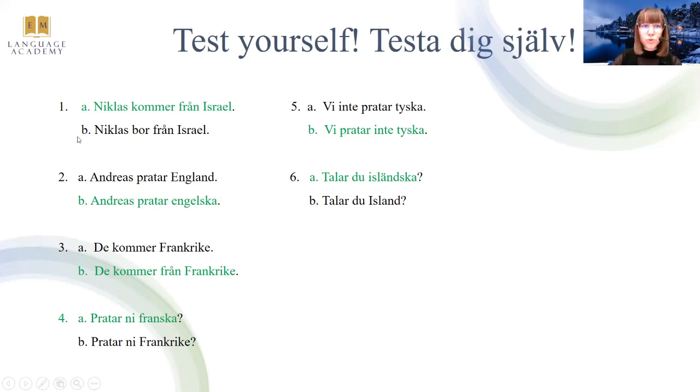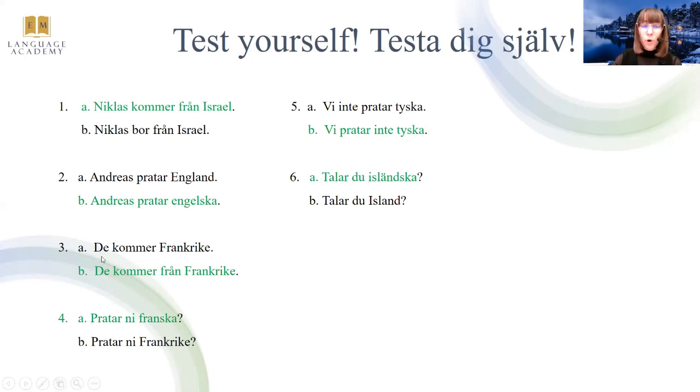What should we change in order for the B alternative to be the correct one? The preposition i, the one that we use with countries. Niklas bor i Israel, till exempel. Nummer 2. Andreas pratar engelska. The first one does not make sense because it is the name of a region, right? England. And the name of the language is engelska, obviously.